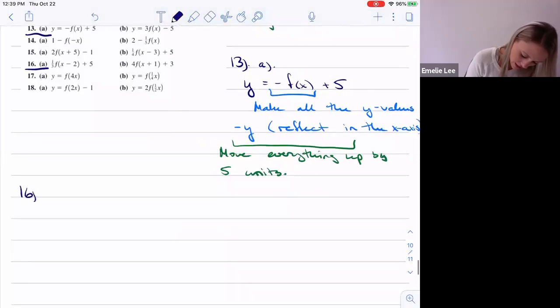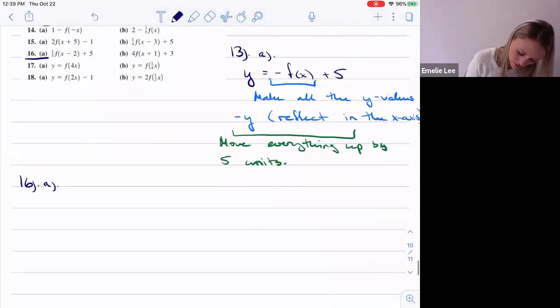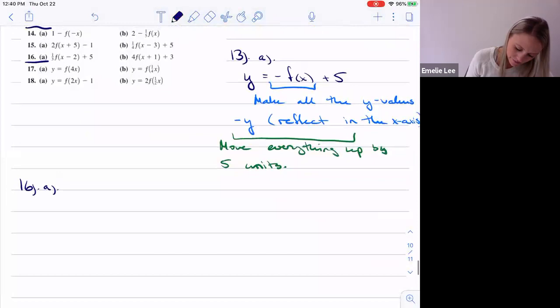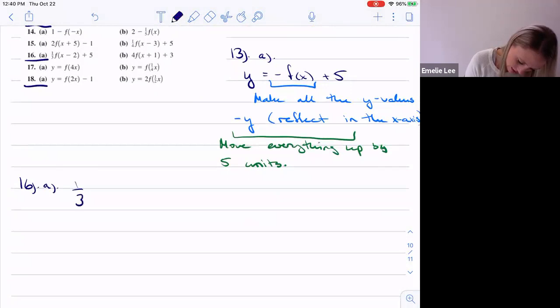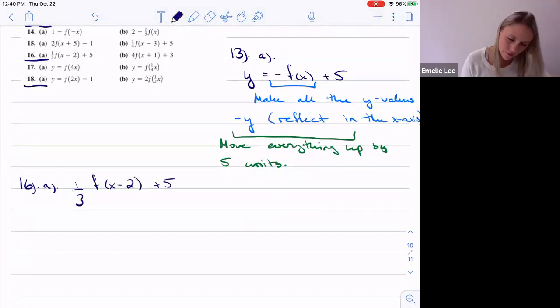So 16a, and then the last one I want to do later is 18a, and then we'll be done. How about that? So 16a is 1 over 3 times f of x minus 2 plus 5.